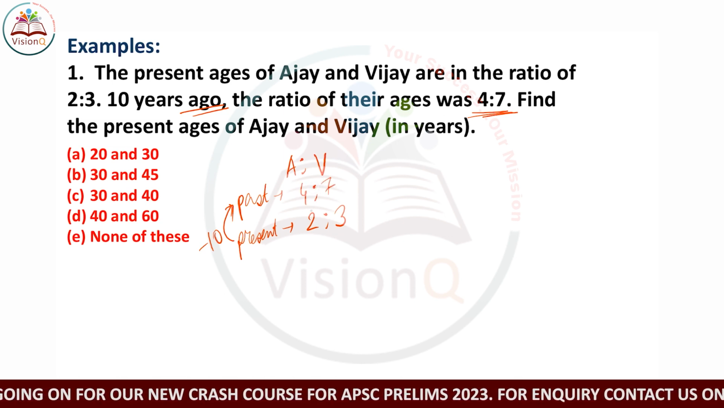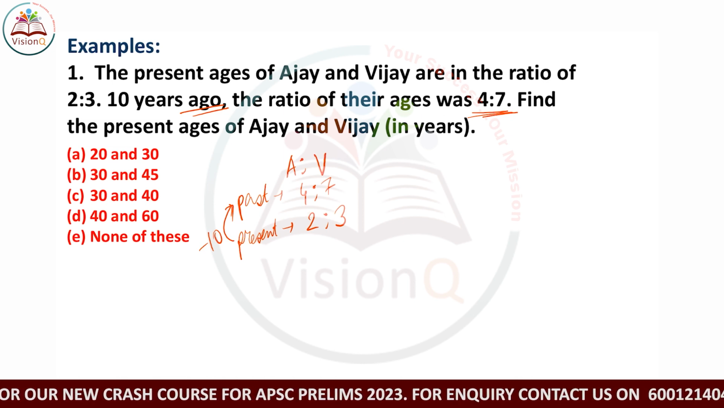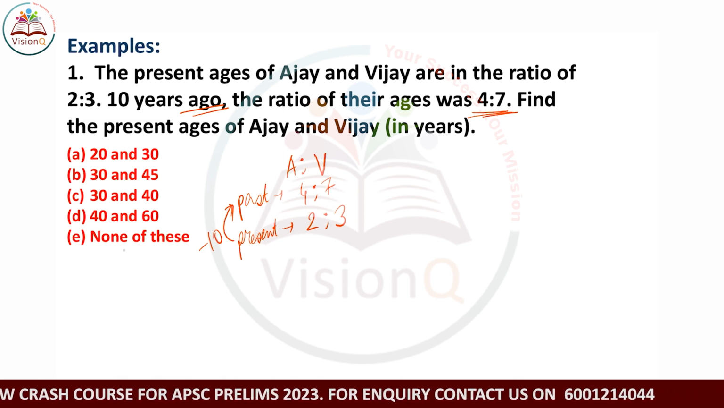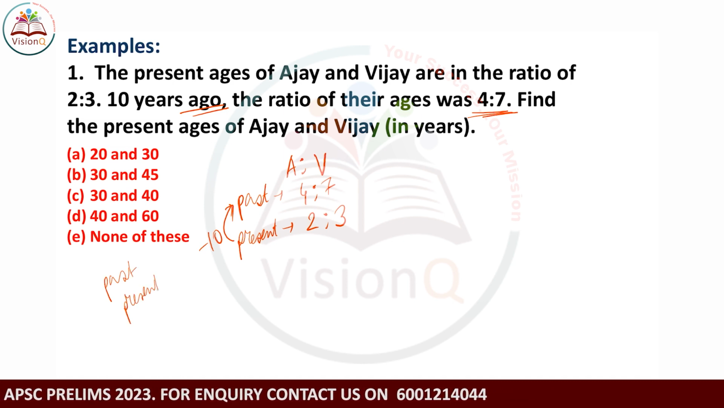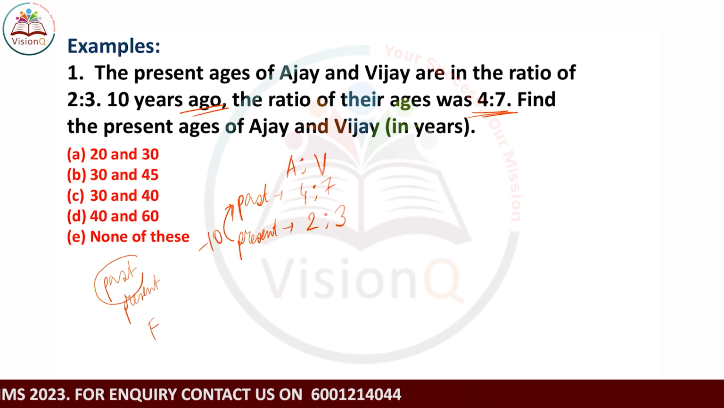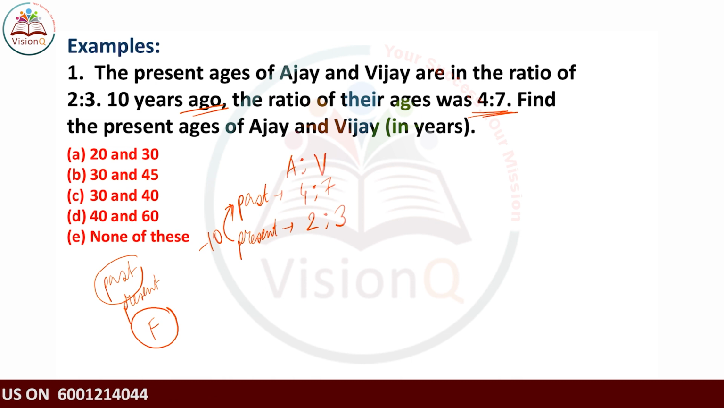Now I know that whenever you are given ages ratio at 2 points of time, maybe past, present, or future, or maybe past or future, whenever you are given ratio of the ages at 2 points of time, always you have to think like this, the difference should be same, isn't it? The difference between the age of two persons should always be the same.